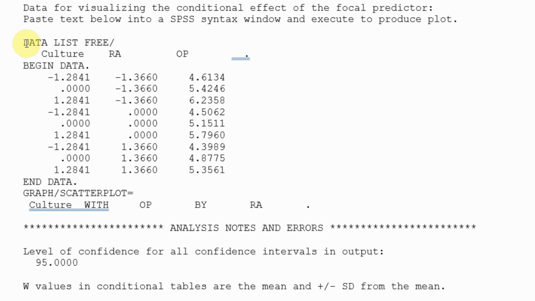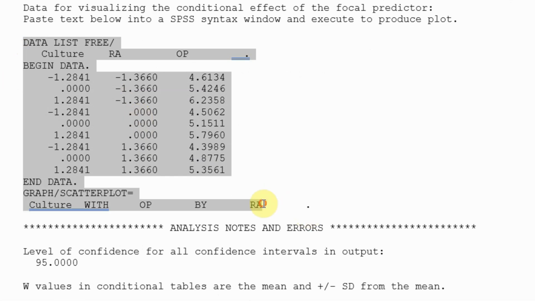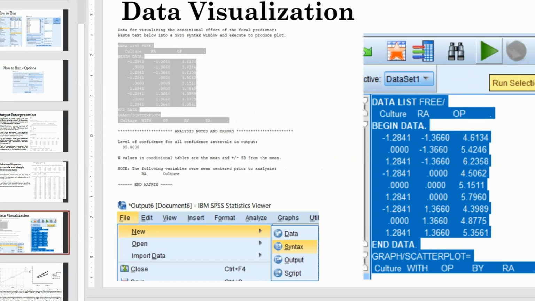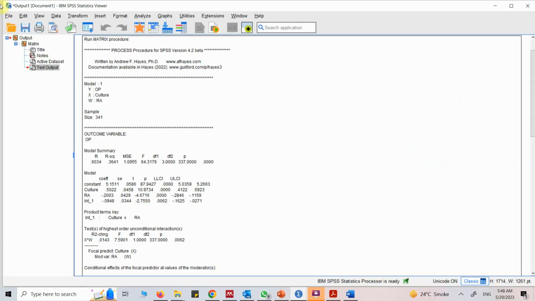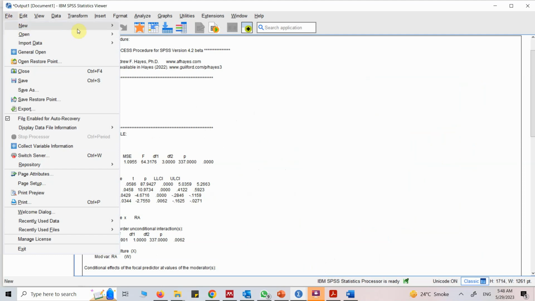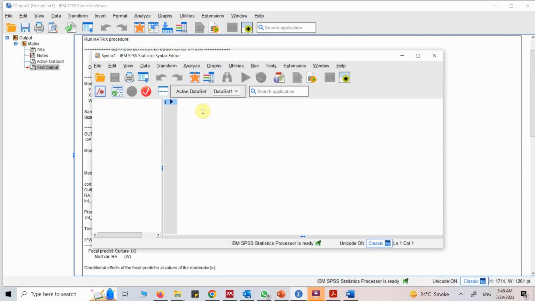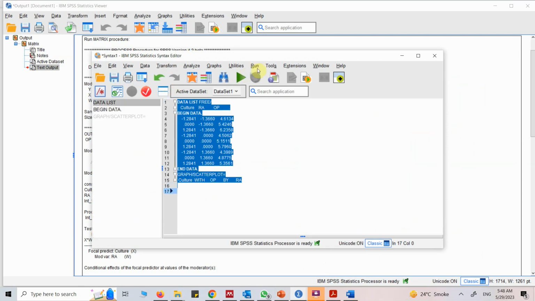Here it is. Let's copy this. And what we are going to do is go to File, New, Syntax. File, New, Syntax. You can paste it here, select it and run it.